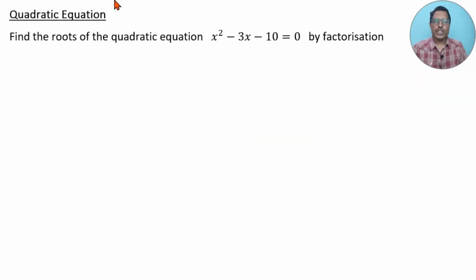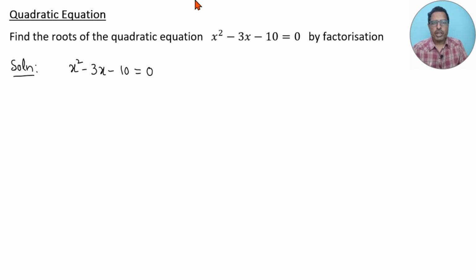The question is, find the roots of the quadratic equation x square minus 3x minus 10 is equal to 0 by factorization. So given this equation, x square minus 3x minus 10 is equal to 0. So how to factorize this equation? Let us try to see.